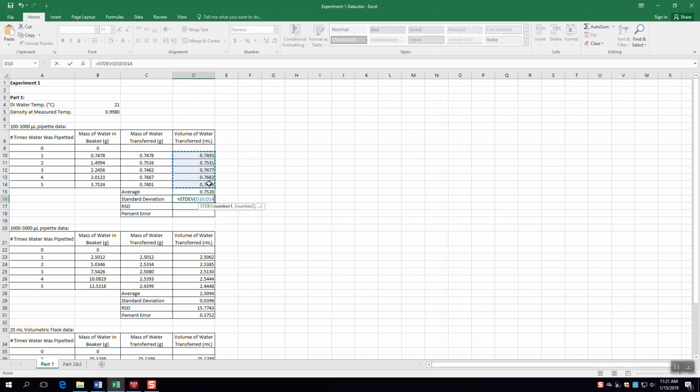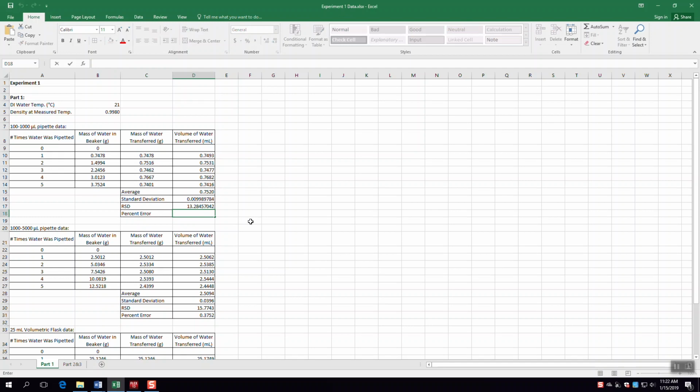The last thing we need to do is calculate our percent error. If you'll remember, percent error is the absolute value of the accepted value minus the measured value divided by the accepted value times 100. So I need to have the absolute value function in Excel. To do that, it's ABS. You'll see it says returns the absolute value of a number without its sign, which is just the definition of absolute value.